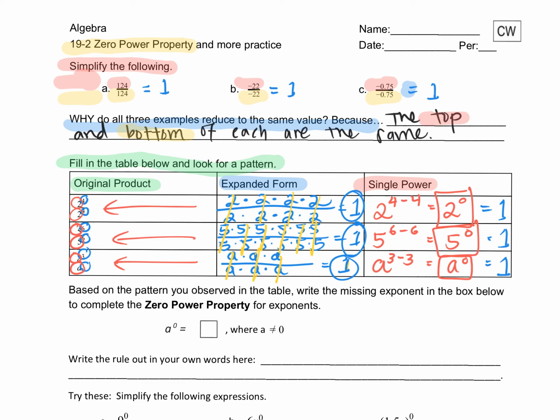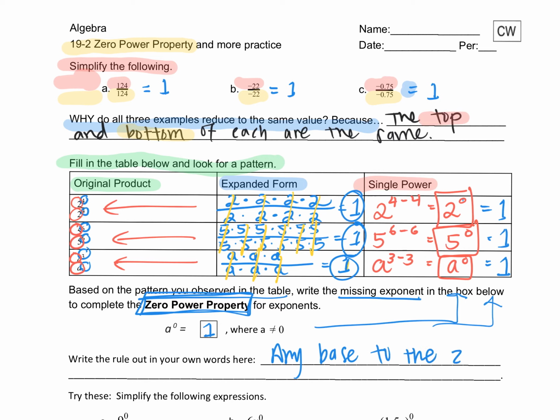Based on the pattern you observed on the table, write the missing exponent in the box below to complete the 0 power property for exponents. A to the 0 has to equal, based off of what I saw up here, what do all the 0 powers equal? All the 0 powers equal 1. So in my own words, I'm going to say any base to the 0 power always equals 1.